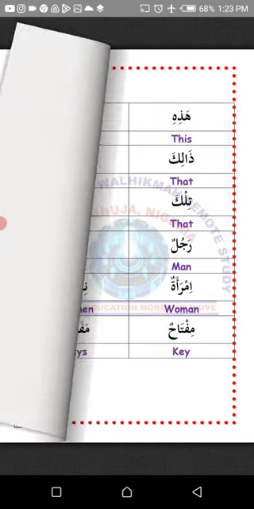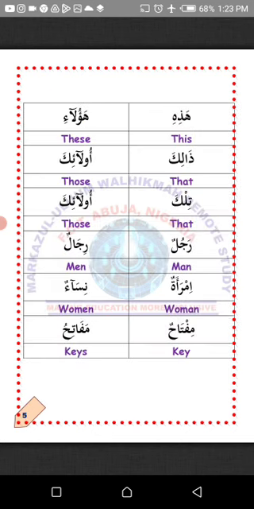ما شاء الله. Okay, هؤلاء is the plural of both هذا and هذه. ذلك, that for a male person or a male object. أولئك for male persons or male objects. تلك, that for a female person or a female object. So the plural is أولئك, the same plural for ذلك and تلك.